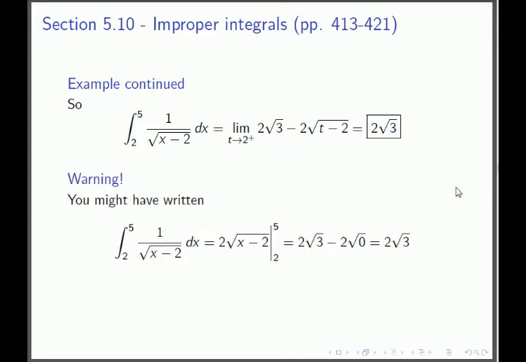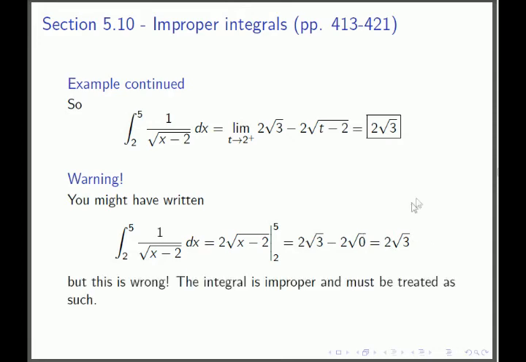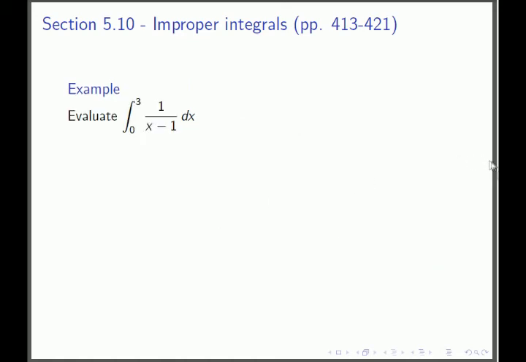Now you might have thought that you could just write this. If you weren't paying attention, you might not have recognized that this is an improper integral at all. And so you might have computed the antiderivative correctly and gone ahead and evaluated at the endpoints, and you would have gotten the right answer. However, this is wrong because the integral is improper, and so you have to treat it as such. Let me emphasize this point as follows.